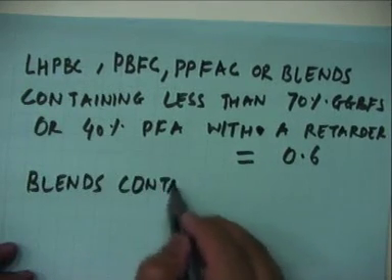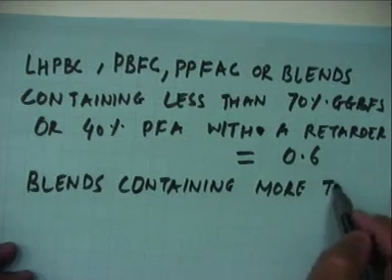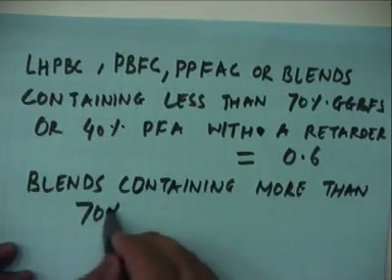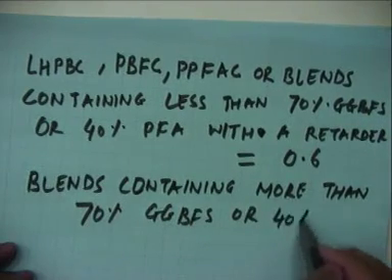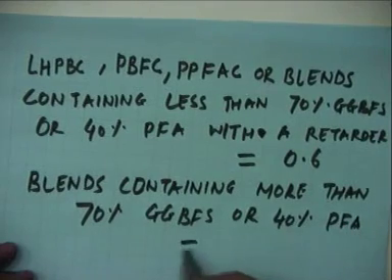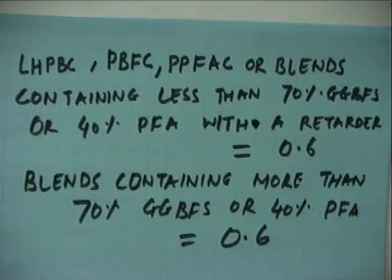containing more than 70% GGBFS or 40% PFA. For this also it is 0.6. So, I have given you the values of C2 corresponding to 7 cases, and depending on the situation you can use these values, which are mainly 0.3, 0.45 and 0.6. So, this is as far as C2 is concerned.